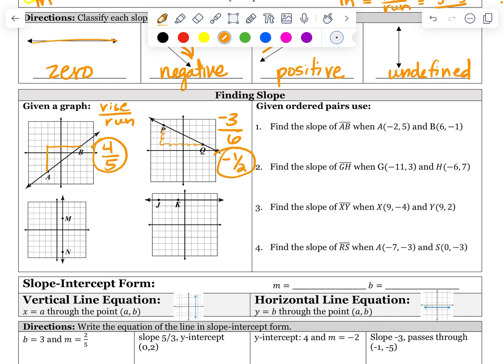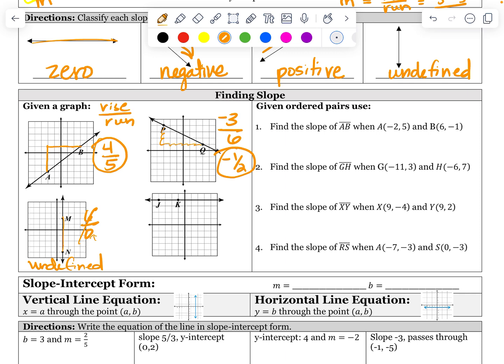This is undefined. I want to kind of show you why. The rise is 1, 2, 3, 4, 5, 6, right? The run is 0. We didn't go left or right any. You cannot divide by 0. That is not possible. It does not exist. Because if I have 6 things, I can't break them up into 0 groups. So that is why that's undefined.